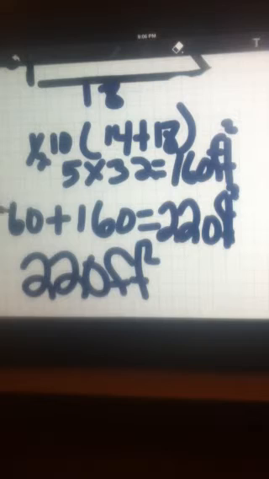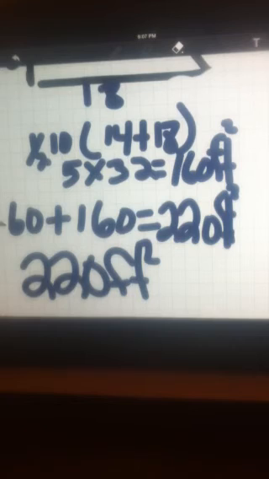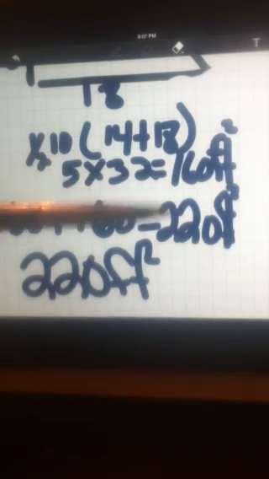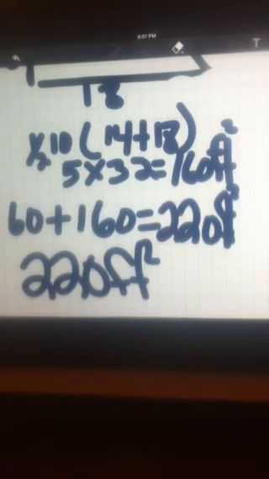And then we have 60 square feet for the rectangle. We add the two together, the area of the rectangle plus the area of the trapezoid, then we get 220 square feet. The area of the rectangle plus the area of the trapezoid gives us 250 square feet. And there we have it.